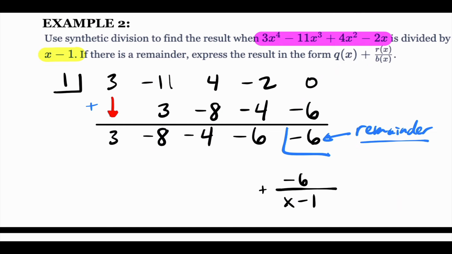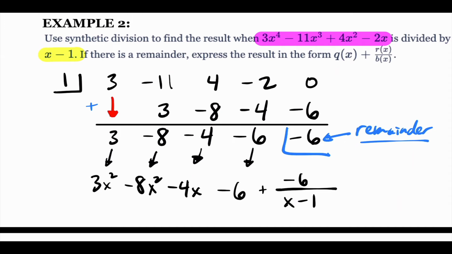Then I move to the next negative 6. That guy is going to take the place of the 0 that wasn't there, with no x. So negative 6 is just going to be negative 6. Then negative 4 is going to get an x. Then negative 8 is going to get an x squared. And then 3 is going to get an x squared. Oops, sorry, x to the third. They go in order.